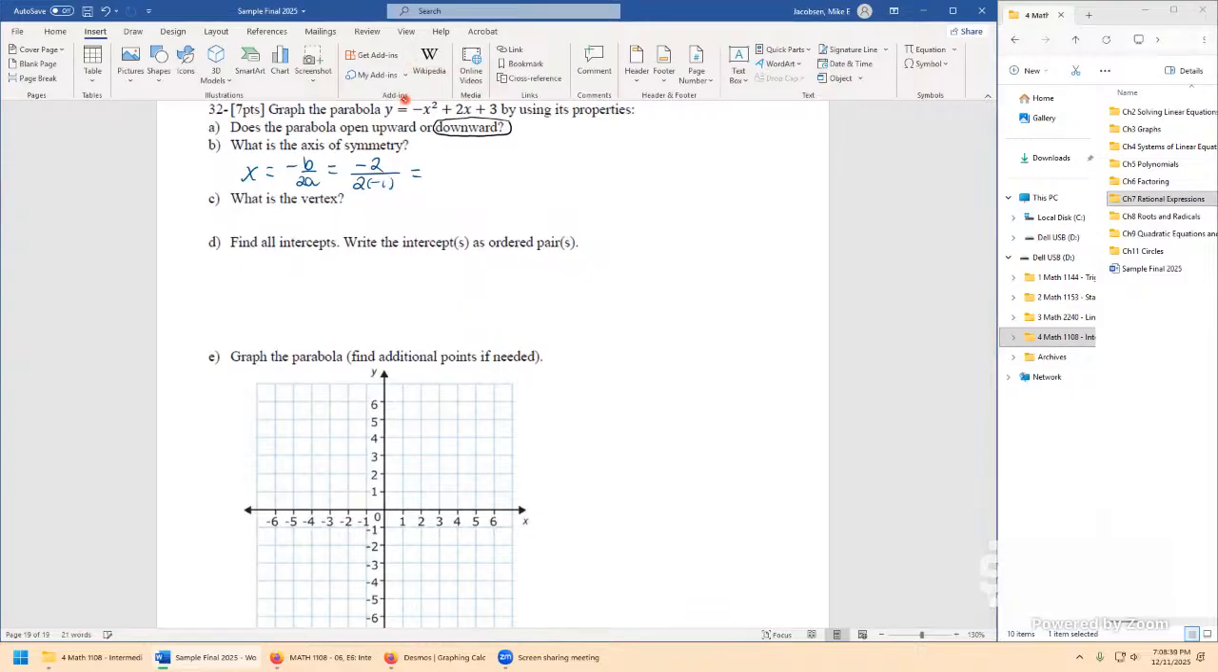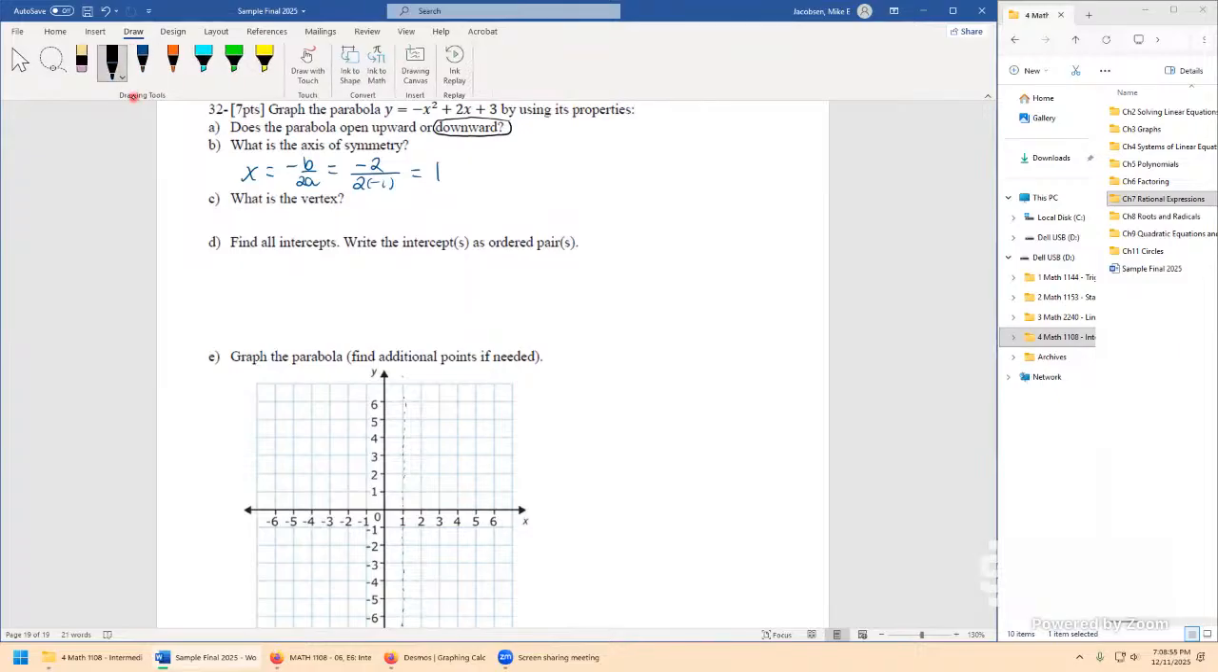So this is -2 divided by -2 for a +1. So the axis of symmetry is the equation x equals +1. Let's draw it lightly as a vertical line going through +1 on the x-axis. For the next part, it's asking what is the vertex?